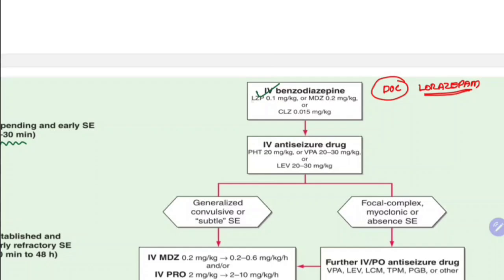Lorazepam is also useful if a patient is uremic and the renal clearance is very low, because it is not renally cleared. So lorazepam is very important. Next is midazolam and next is clonazepam. All these three can be given, but IV benzodiazepine is the first line.